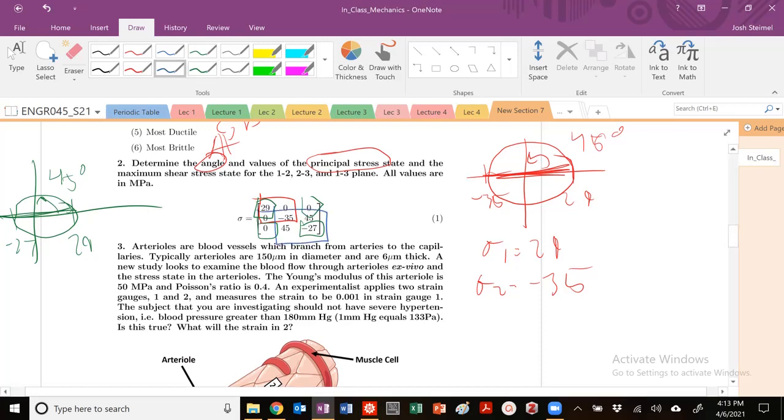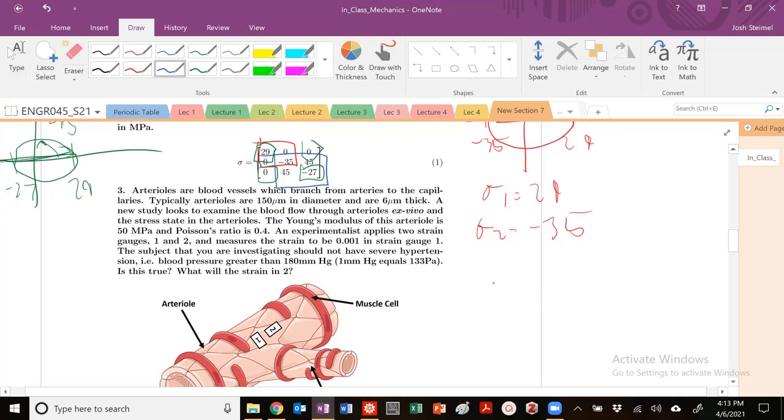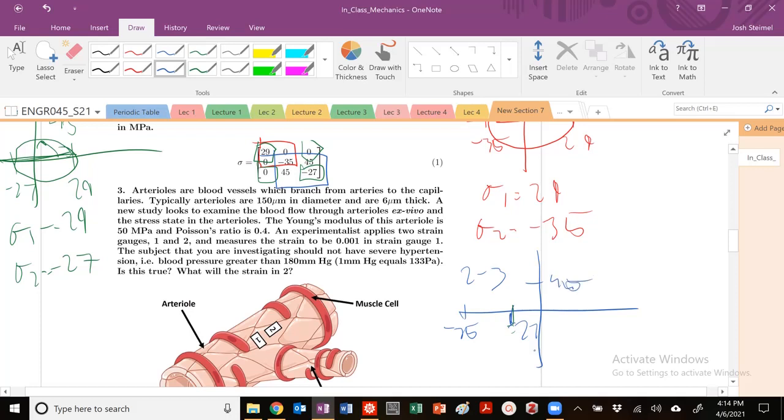This guy right here. So here, I have to draw my 2, 3 plane. So this is going to be, let's see, minus 35. Actually, let's first write down here. So my sigma 1 equals 29. My sigma 2 equals minus 27. So this will be minus 35. This will be minus 27. This will be 45. This will be 45. So I'm going to have a point here, a point here, a point here, a point here. So if I want to rotate here.